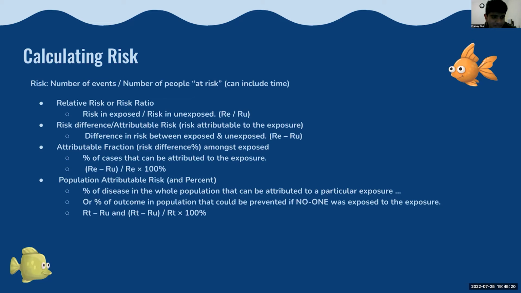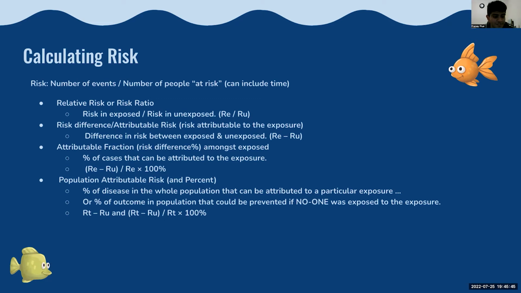So what are these things? Basically, relative risk or risk ratio is what's the risk of me getting an illness if I've been exposed compared to, let's say, Ethan, who hasn't been exposed. Okay, so you just divide it. That's the formula. It's the risk of exposed over risk of unexposed.